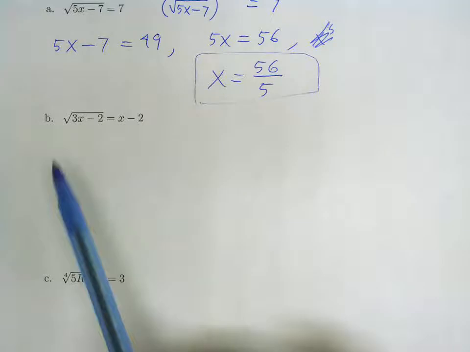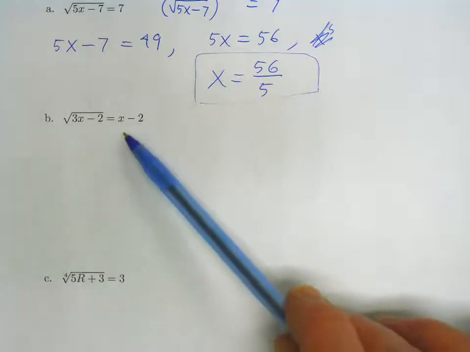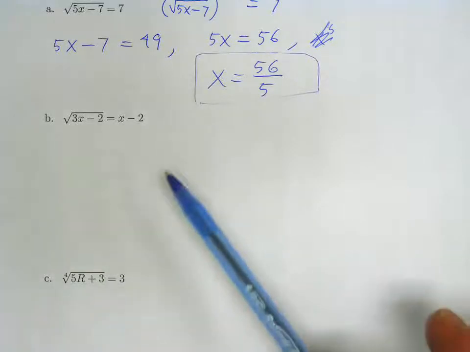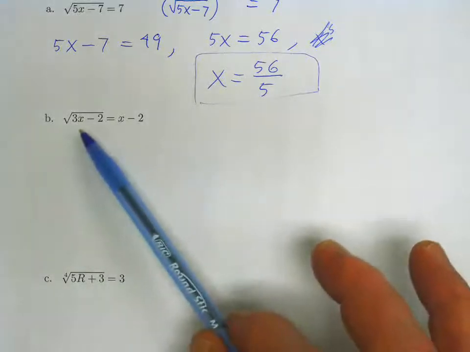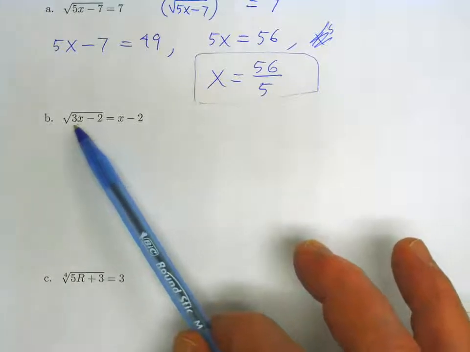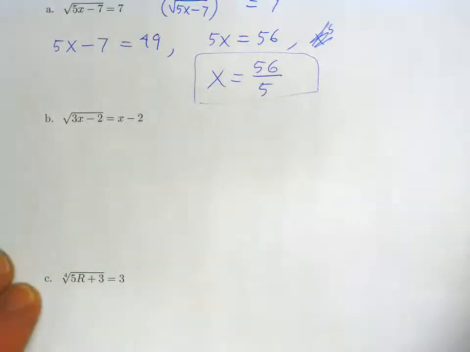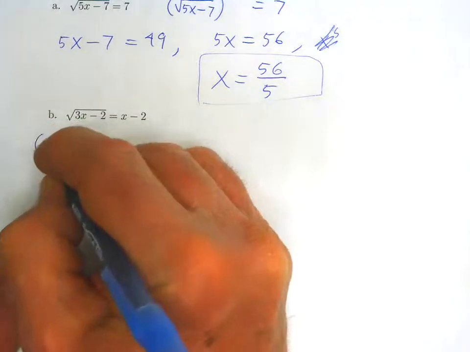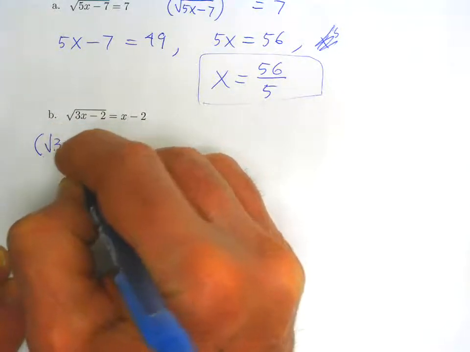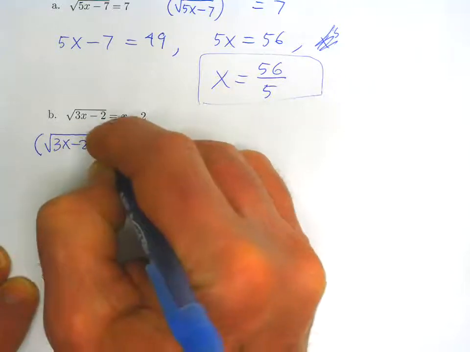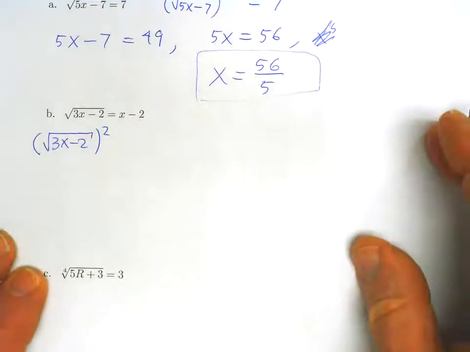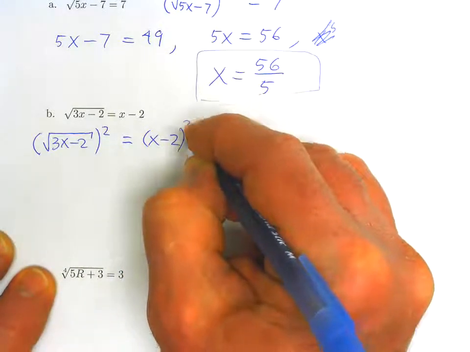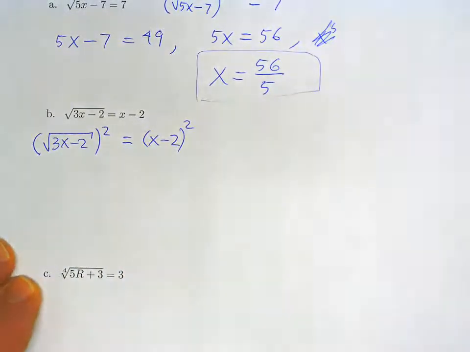Solve this equation. The square root of 3x minus 2 equals x minus 2. X appears in more than one place, but since it does appear inside a square root, we want to square both sides so that we can get it out of the square root. So we're going to square the square root of 3x minus 2 on the left-hand side, which means we have to square the binomial x minus 2 on the right-hand side.